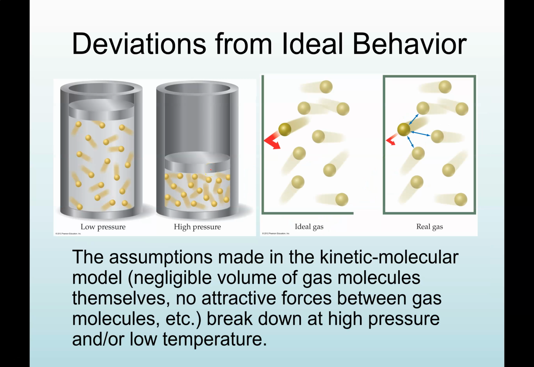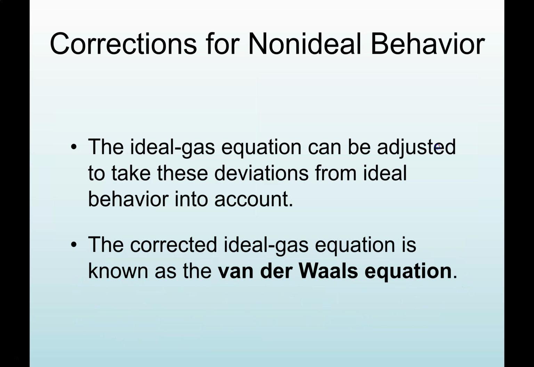Okay, those deviations from real behavior tend to also mess with the assumptions made in the KMT, or kinetic molecular theory. The negligible volume of gas molecules and no attractive forces all tend to break down the higher the pressure gets or the lower the temperature gets, because at lower temperature, things are moving slower. At lower temperature, we're also seeing that things collide more often. At high pressure, same idea, more collisions are happening. And so a couple of the things that we tend to ignore under kinetic molecular theory become incorrect to assume.